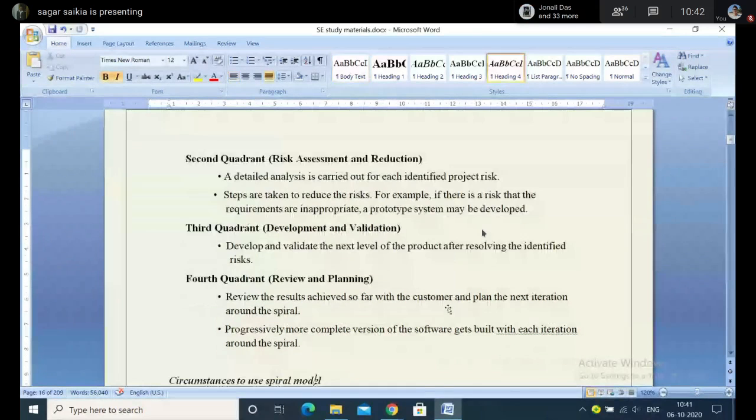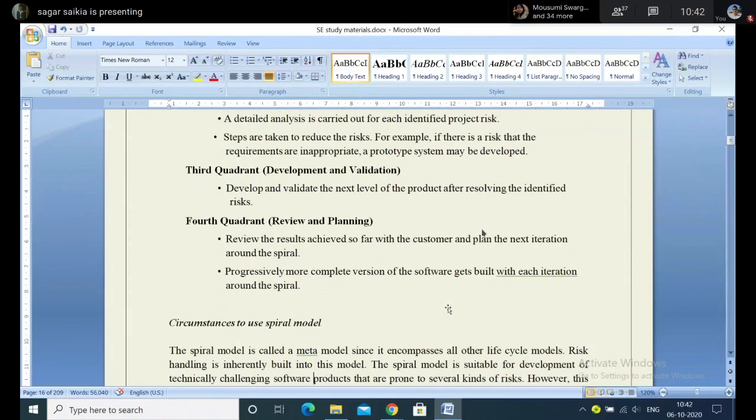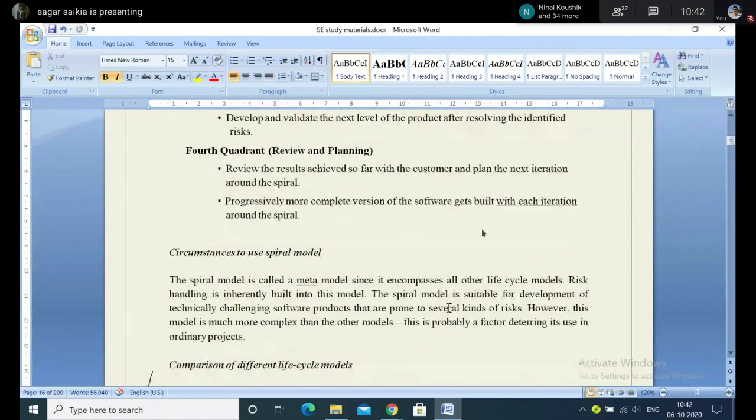Once that is done, we go to the fourth quadrant. We review the system or the product that has been made. With the customer, we sit down and check whether everything is fine or not. If everything is not fine, then again we need to go through the same cyclic process, the iteration around the spiral model. And if everything is progressive and fine, then we can deploy this on the client side.